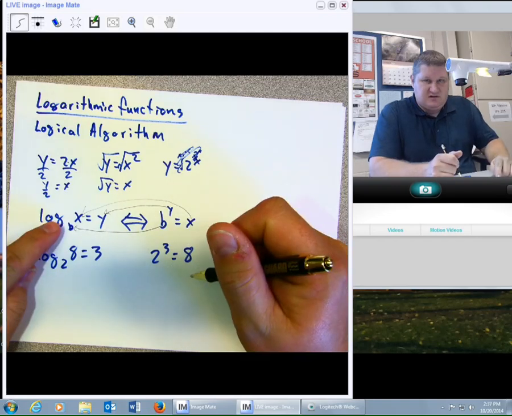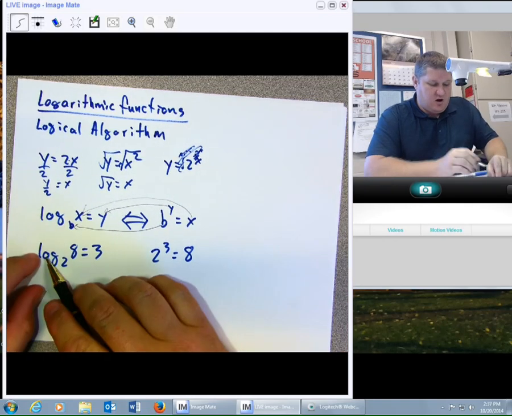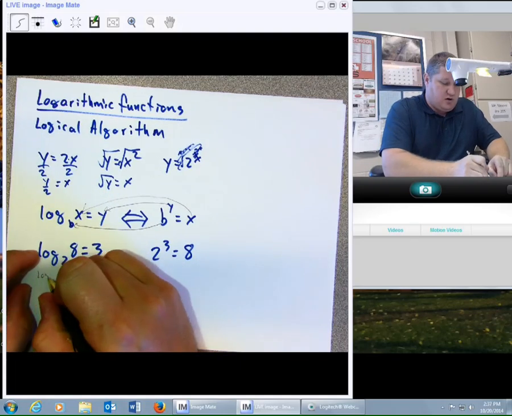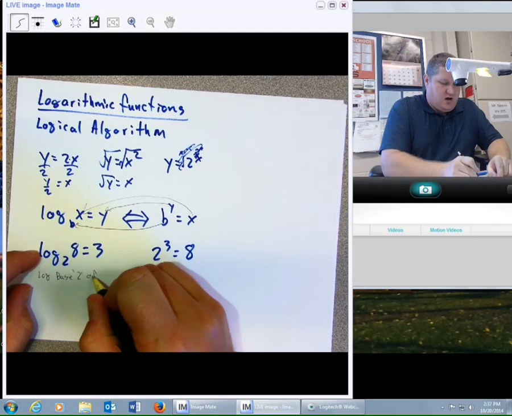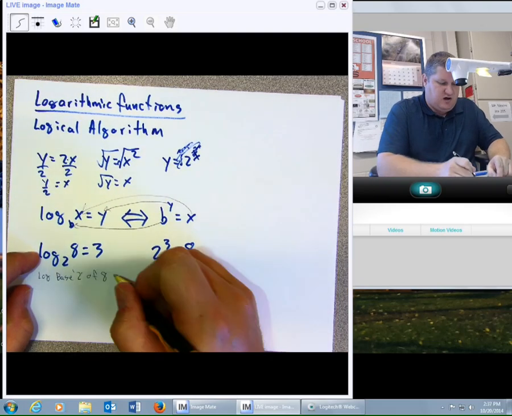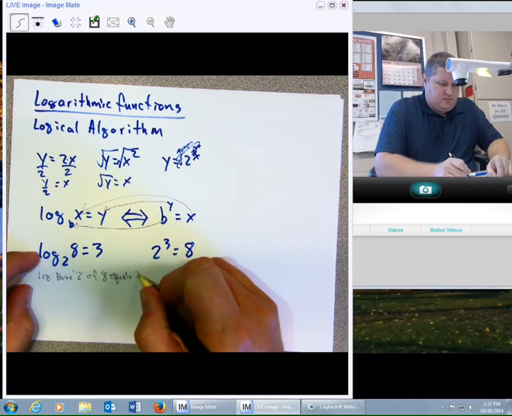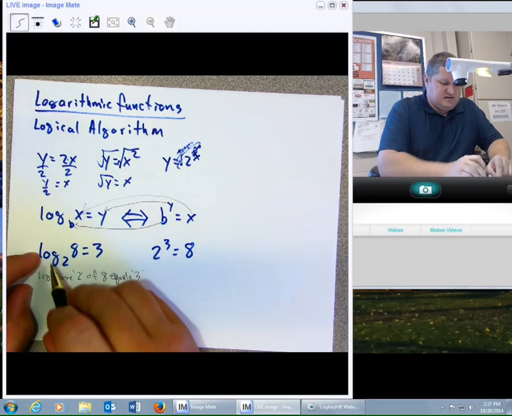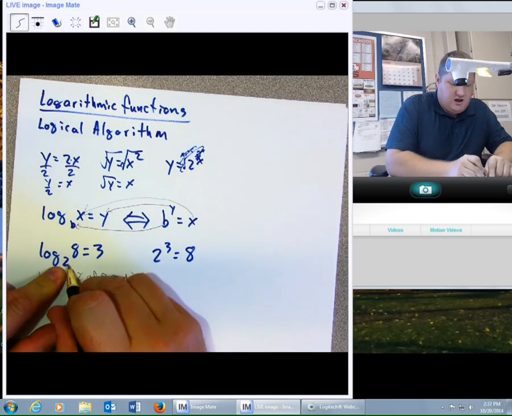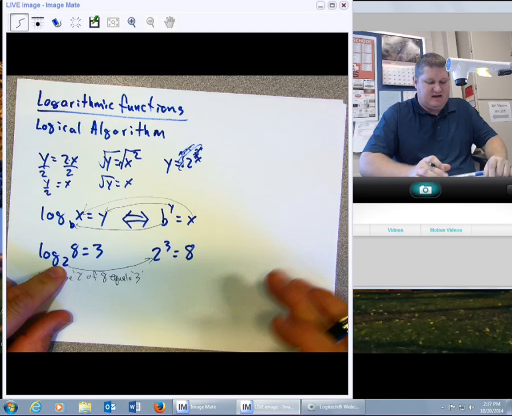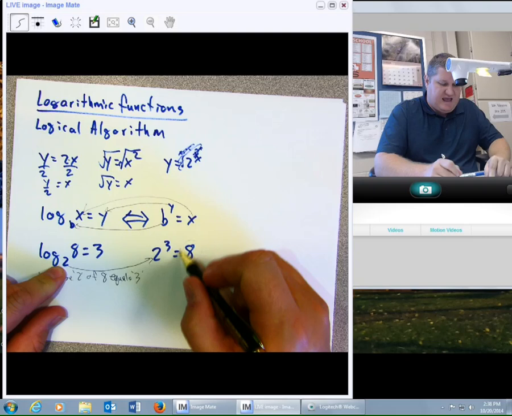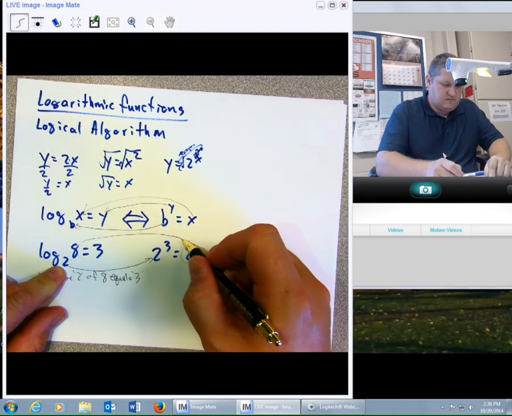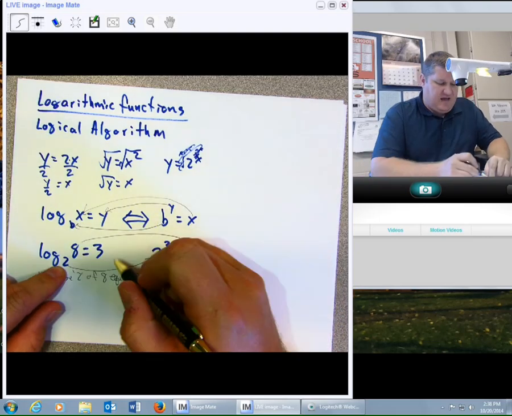Now let's go the other way. If I have log base 2, we would read this log base 2 of 8 equals 3. So in this case, the base is 2. So if I were to undo it, it becomes the base of the exponent. Well, base 2 of what? Base 2 of the 8 comes out back. And that means it's been raised to a power.